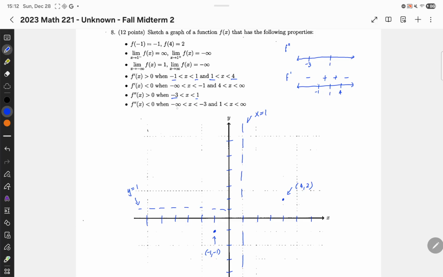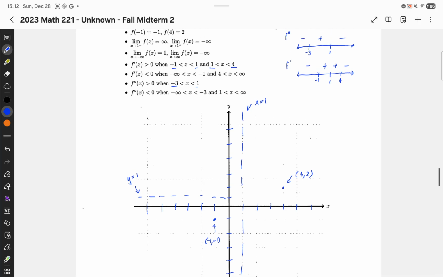So from -infinity to -3, our second derivative is negative, so we're concave down. From -3 to 1, we are positive, concave up. And then from 1 to infinity, we are less than 0, so we are concave down. So now, this is all we have, so we can start graphing a bit.